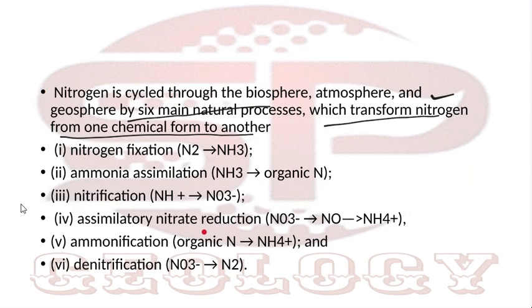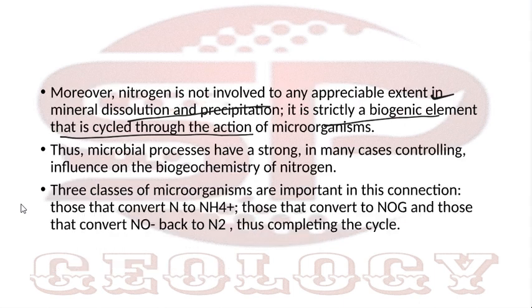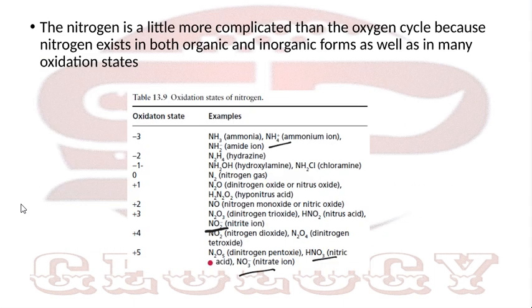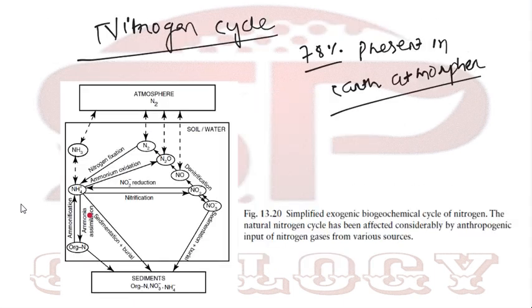You don't have to remember all the reactions, just remember the names. This is nitrogen fixation, this is ammonia assimilation. These are the processes that help to circle the nitrogen through the earth. So this is the cycle.